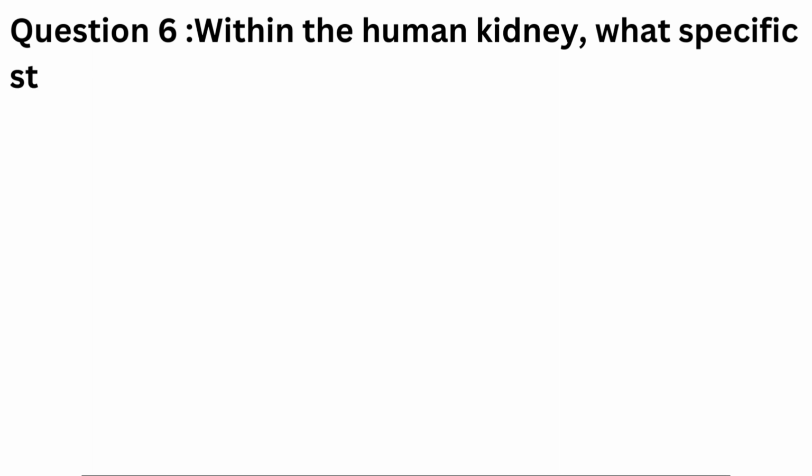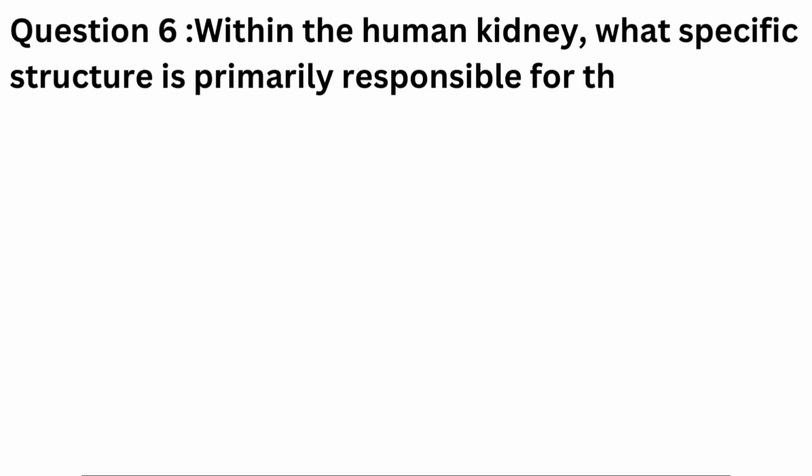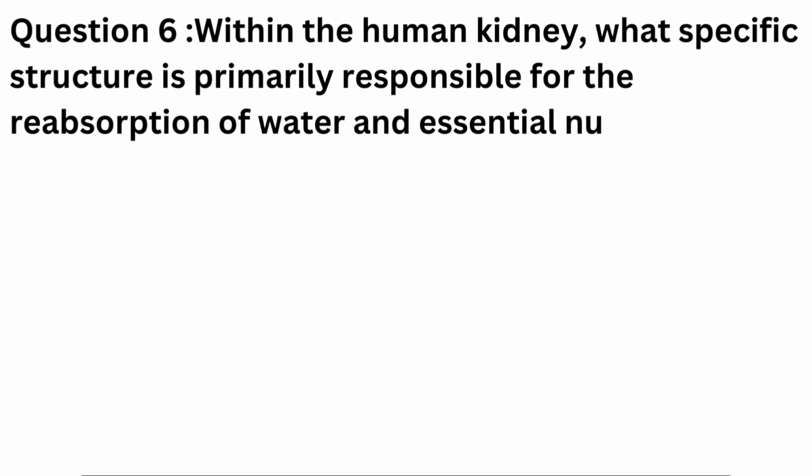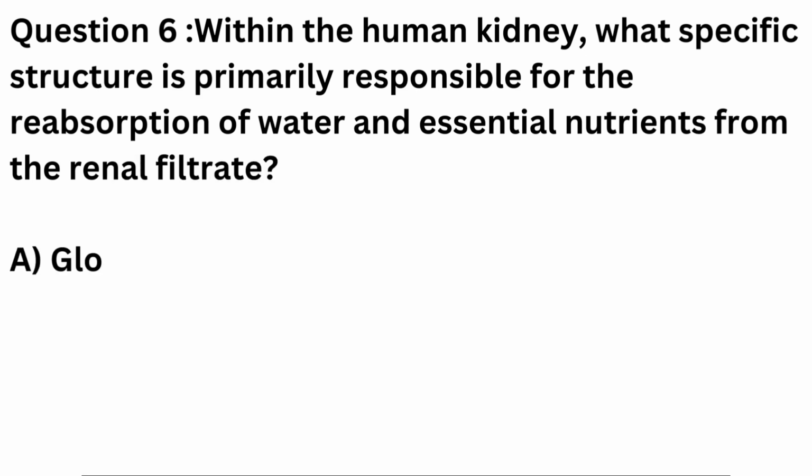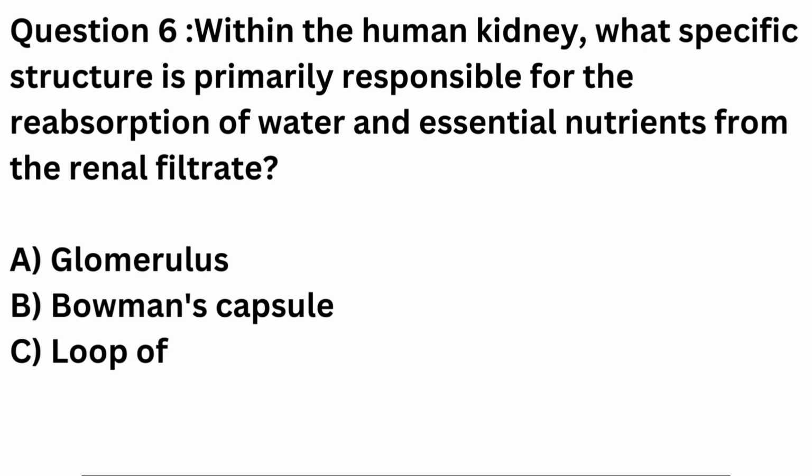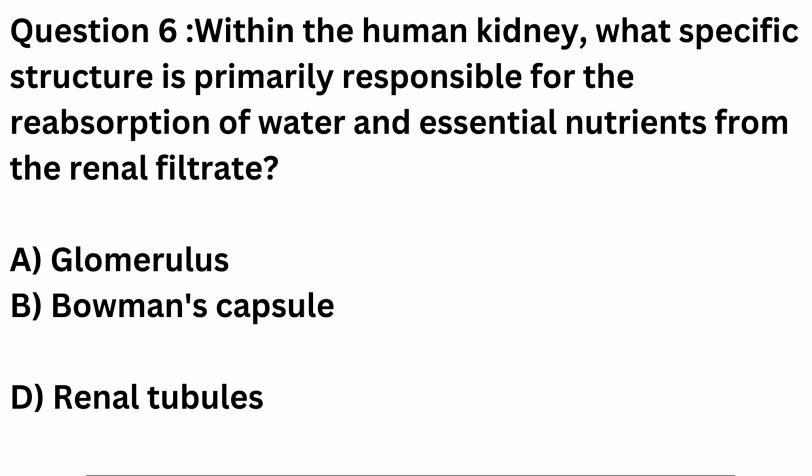Question 6. Within the human kidney, what specific structure is primarily responsible for the reabsorption of water and essential nutrients from the renal filtrate? A. Glomerulus. B. Bowman's capsule. C. Loop of Henle. D. Renal tubules. Correct answer is C. Loop of Henle.